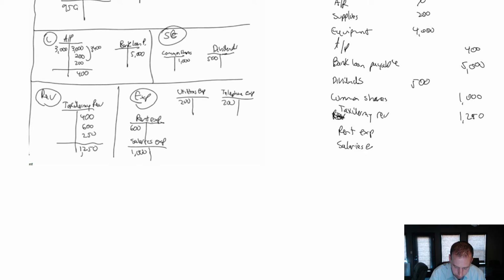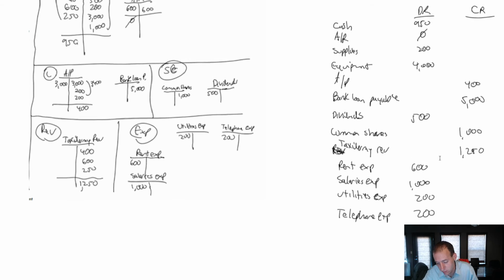Our expenses are rent expense, salaries expense. Rent was 600. Salaries were 1,000. Utilities expense, 200, and telephone expense, 200.